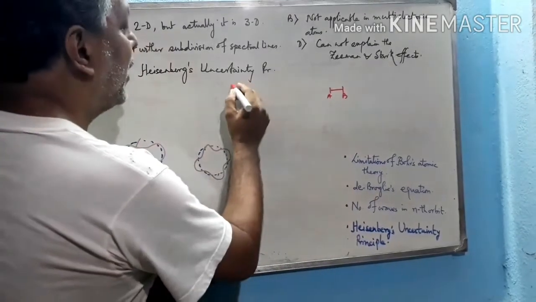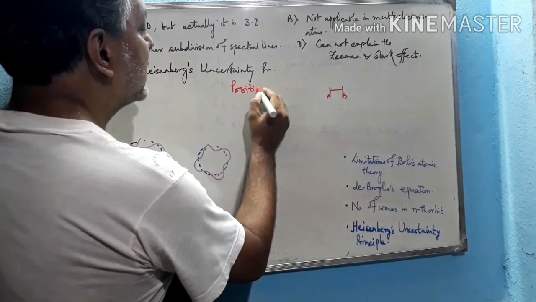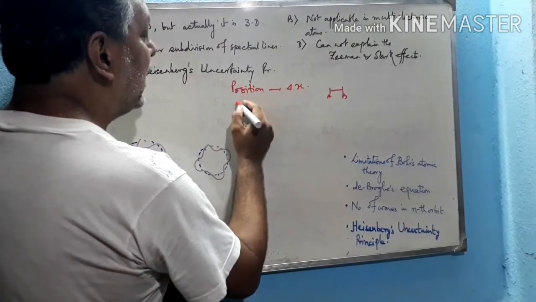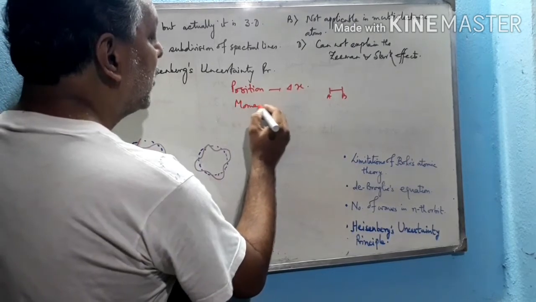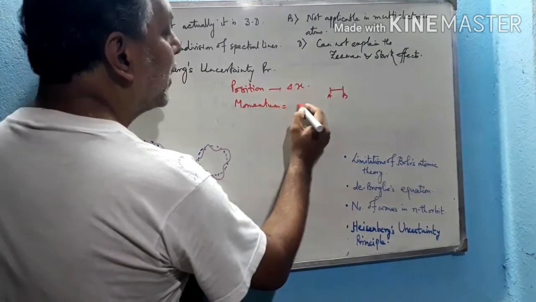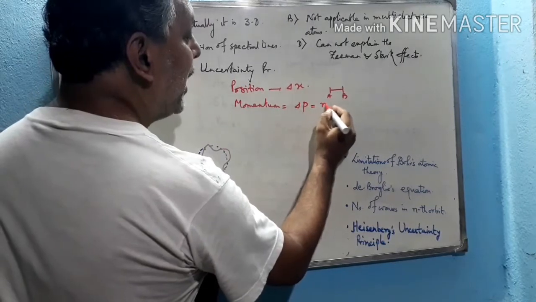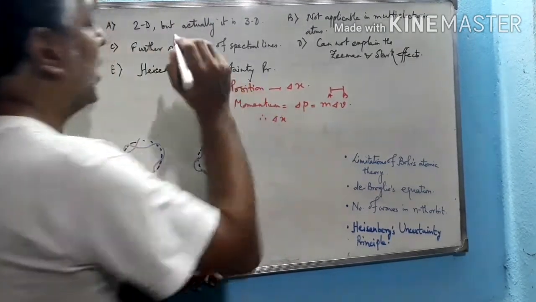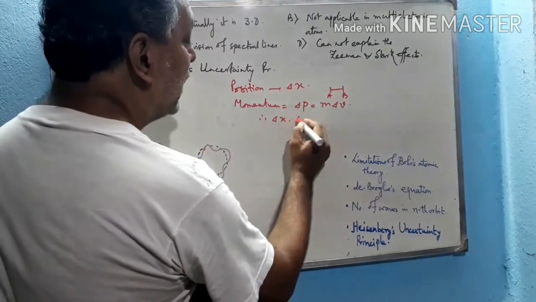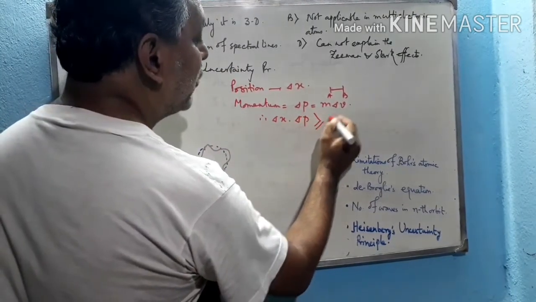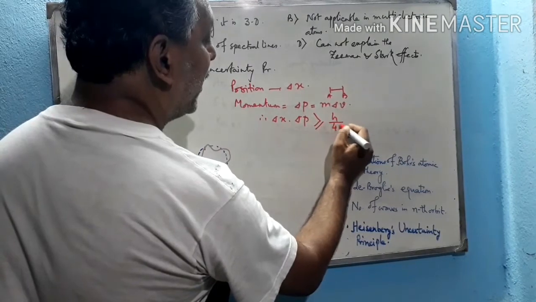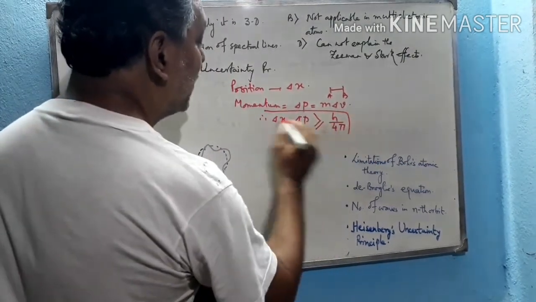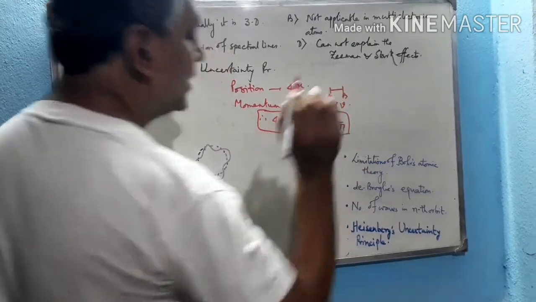Position we cannot find out properly, so there is an uncertainty in position denoted by del x, as well as an uncertainty in momentum denoted by del p, which is nothing but m into del v. According to Heisenberg's uncertainty principle, del x into del p is greater than or equal to h by 4 pi. This is the actual Heisenberg's uncertainty principle equation.